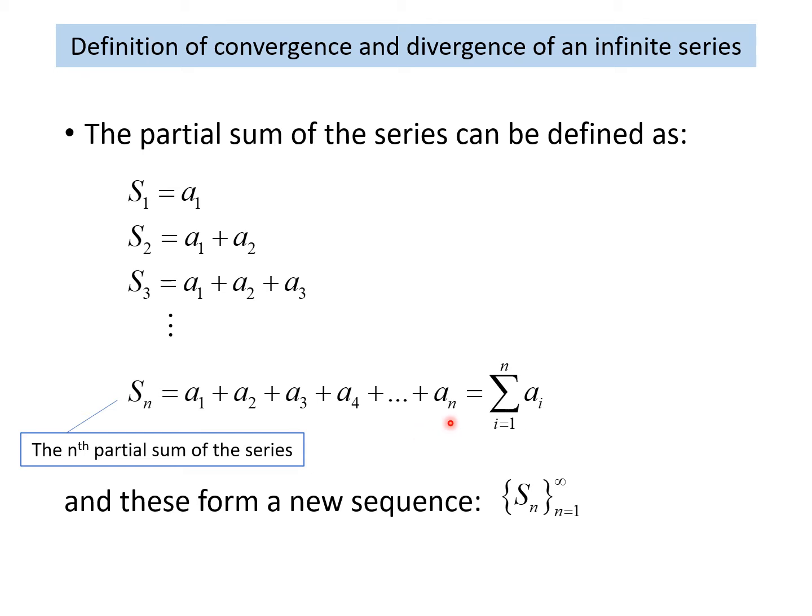Or we can represent this series in summation notation, where we rewrite it as the sum of a sub i, where i starts from 1 up until n. All these partial sums of the series form a new sequence, which we can represent as S sub n, where n starts from 1 up until infinity.